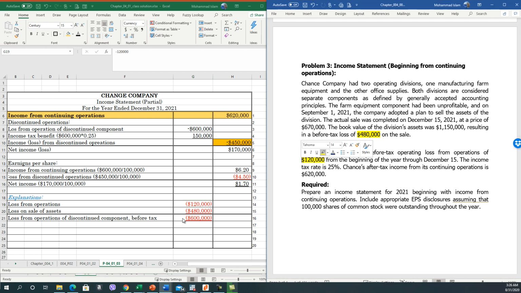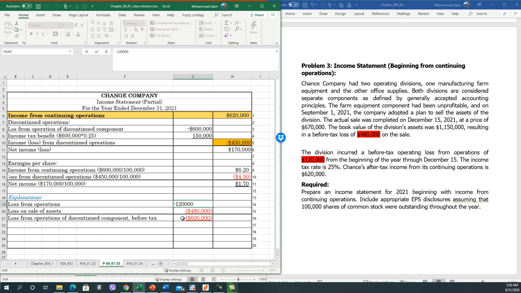And the other one, the loss on sale of assets, is 480,000. Let's make different colors, 480,000 and 120,000. These two are equal to 600,000 of loss from operations of discontinued component before tax. So we have a loss from operation of 600,000. That is why it has a negative sign, you can see. And the tax benefit on this 600,000 at the rate of 25% is 150,000.